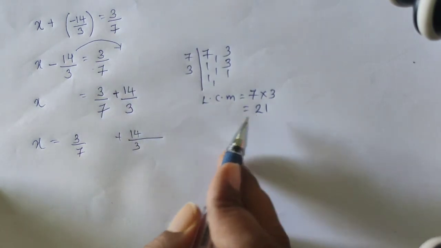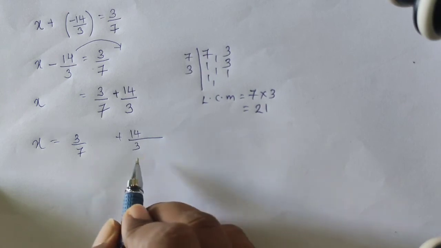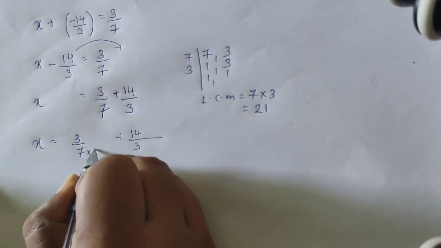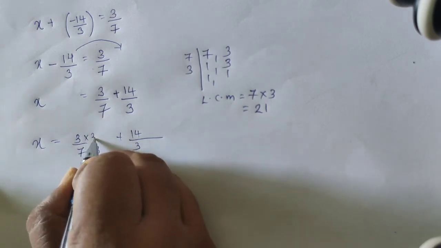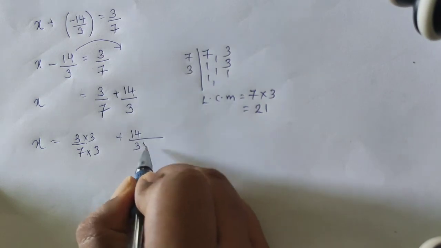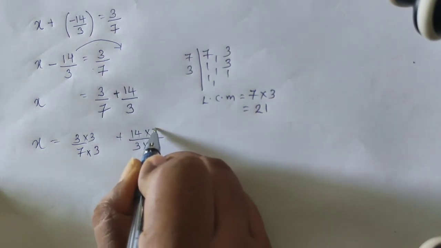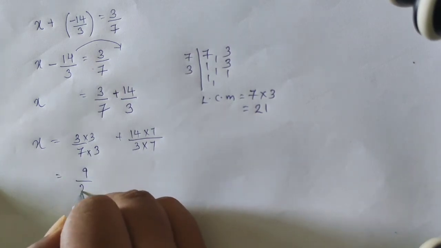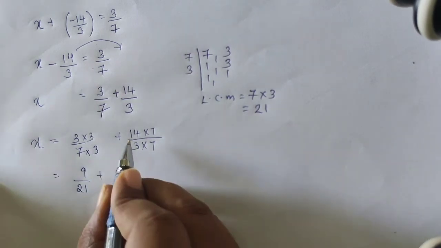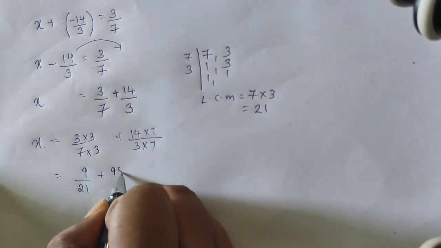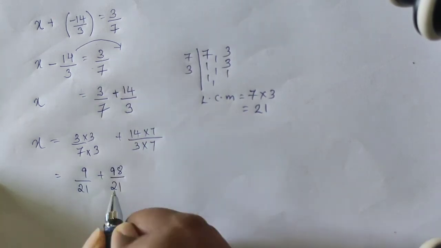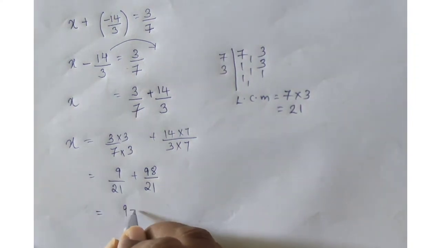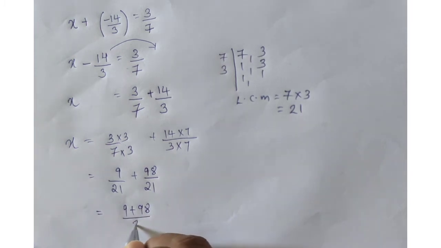We know that LCM is 21, which means the denominator should now become 21. So 7 multiplied by what number will give us 21? It is 7 3s are 21. Same 3 you will multiply in the numerator. Then 3 7s is 21. So same 7 you will multiply in the numerator. So 3 3s are 9. 14 7s will be 98. 3 7s are 21. So now we have common denominators, so we can write it only once. So 9 plus 98 divided by 21.